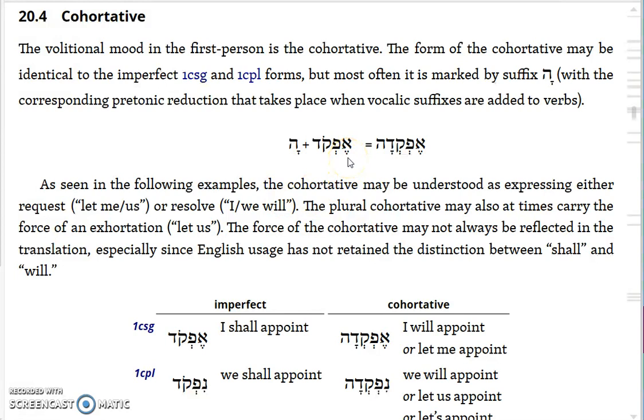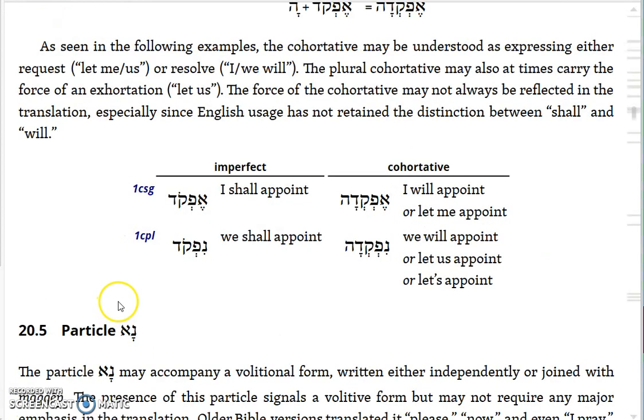So if you take the form I will appoint, F-code, add a kamatz he to it, reduce the vowel in the process, you'll end up with F-kada, and this is going to be translated something like, let me appoint. Now, seen in the examples that follow, the coordinative may be understood as expressing either a request, let me or let us, or resolve, I will, or we will.